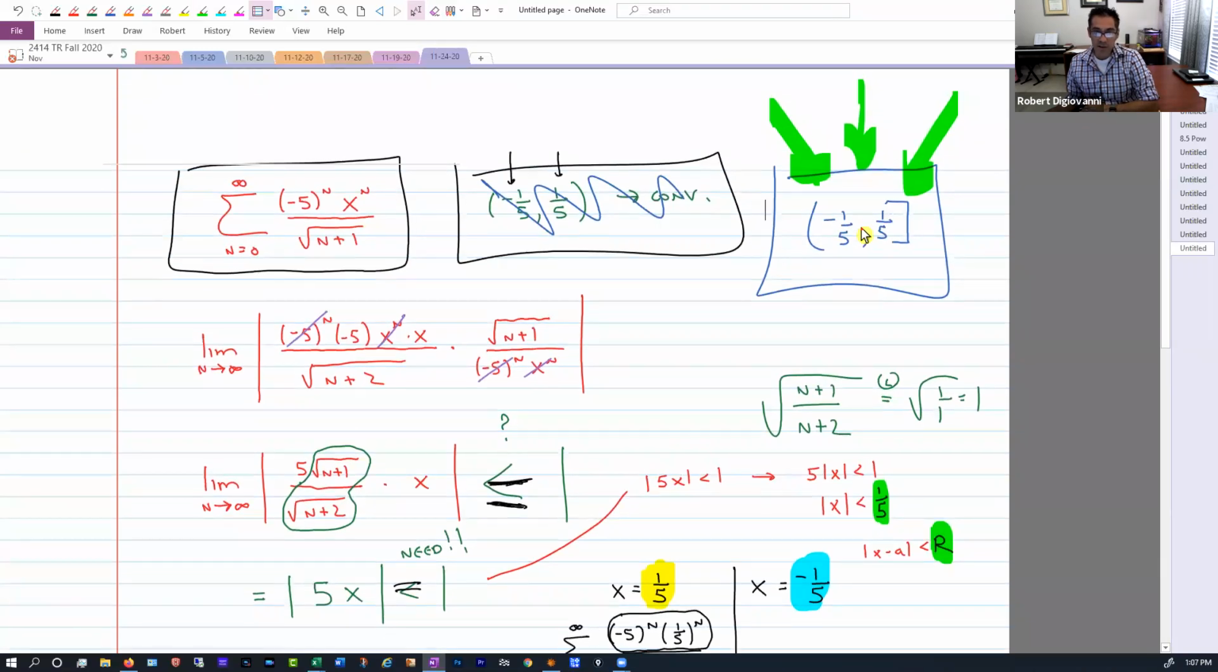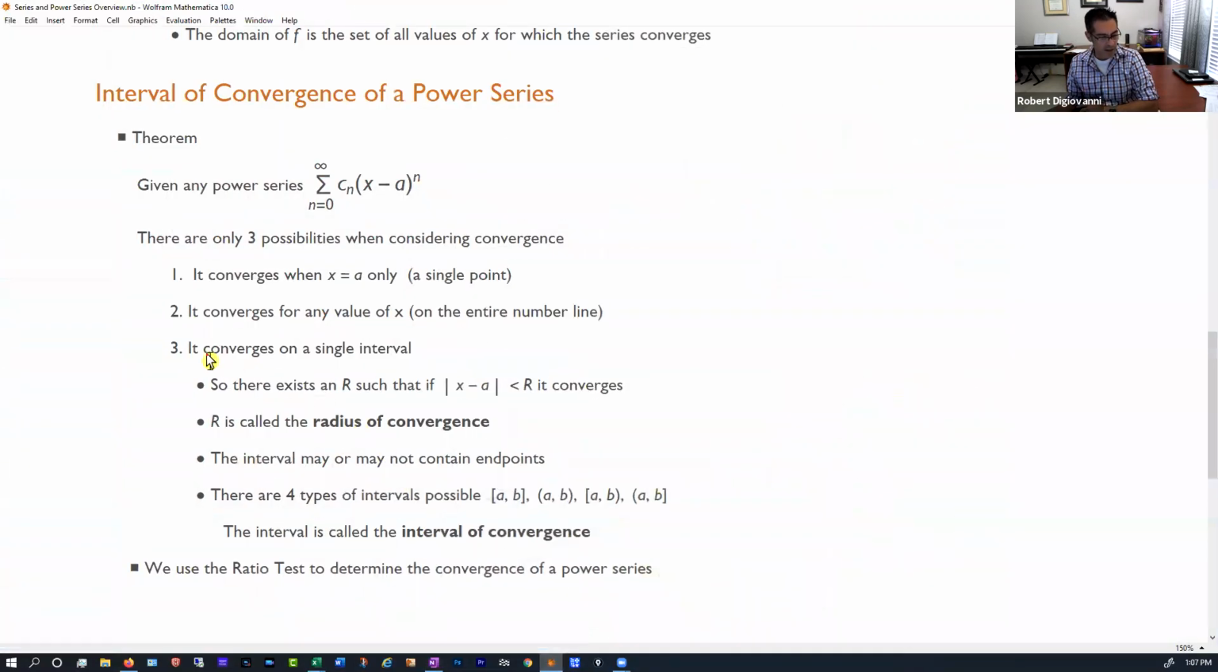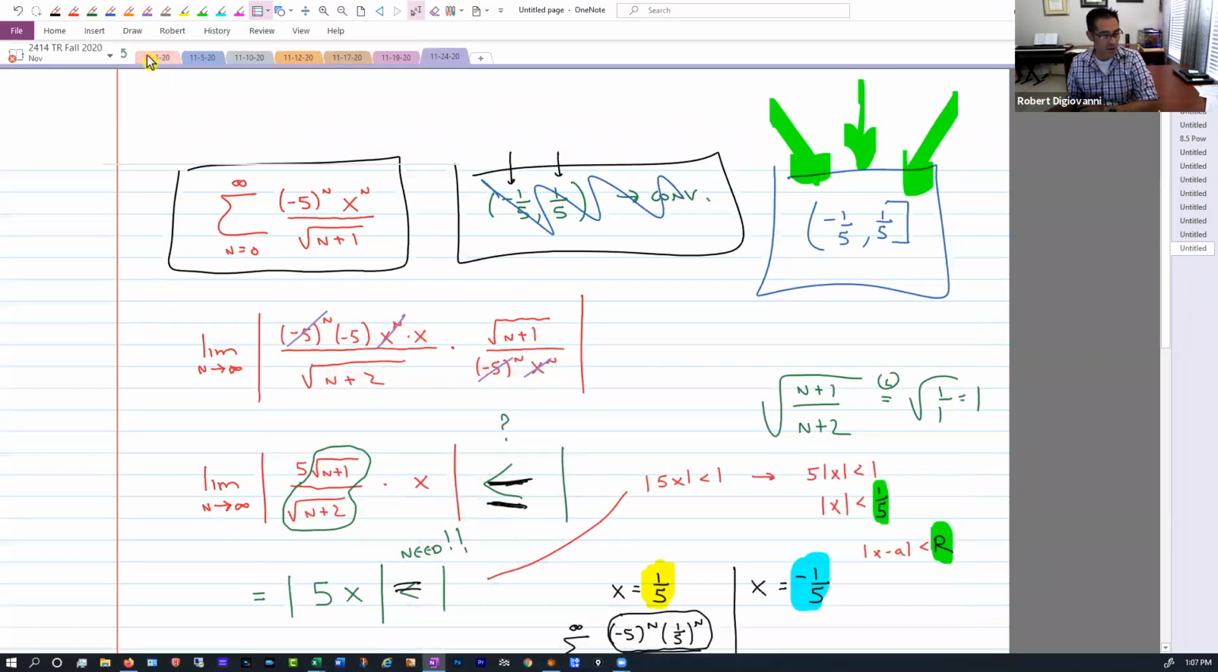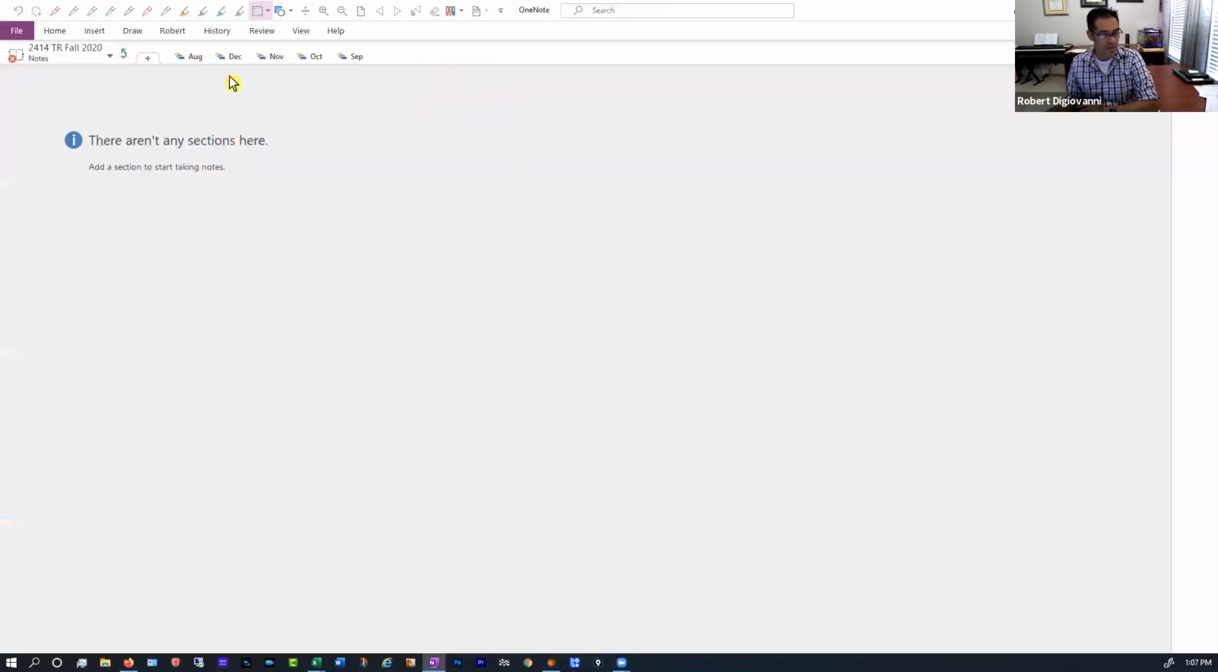Those are the only 2 examples I gave you, right? In what case was this? This case would have been case 3, where we actually have an interval. What I have not shown you is an example where it converges at only 1 point. So I'd like to give you an example of that, and that's what we're going to start today. Any questions?